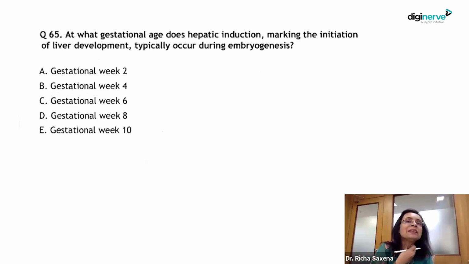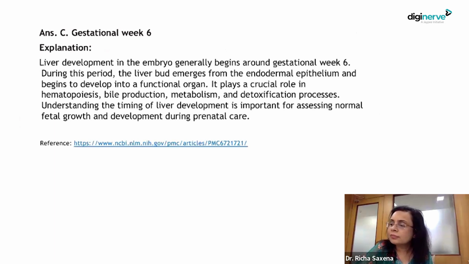At what gestational age does hepatic induction, marking the initiation of liver development, typically occur during embryogenesis? So what period of gestation does hepatic induction occur during embryogenesis? This is gestational week 6.